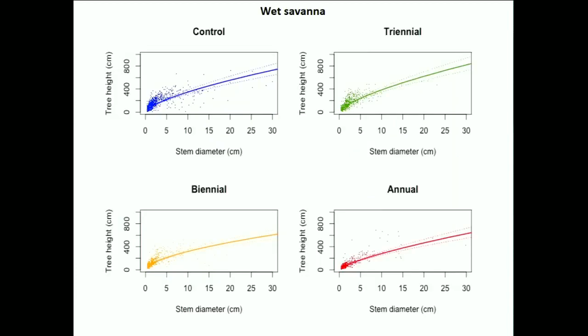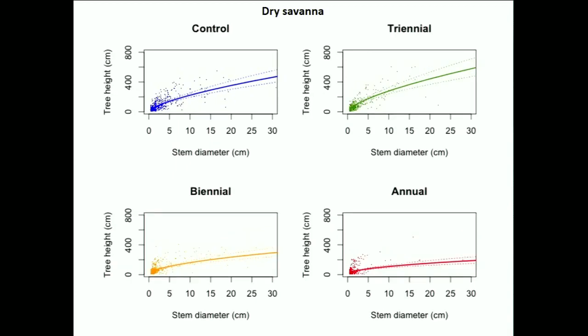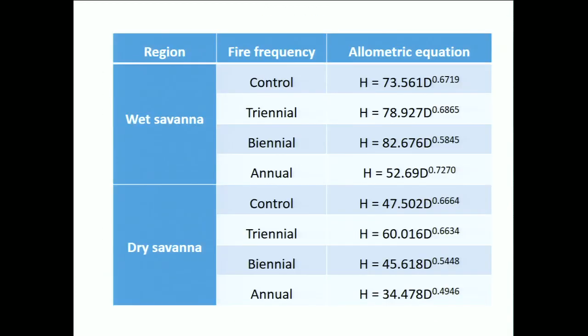Okay, so these are just them broken down. These are the models. Often there's a bit of spread. With the wet savanna, there was less variation. In the dry savanna, there was a bit more.